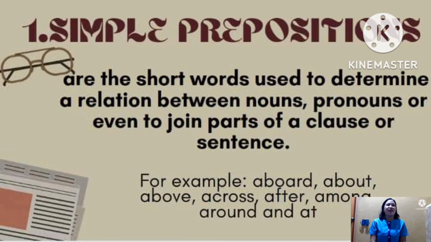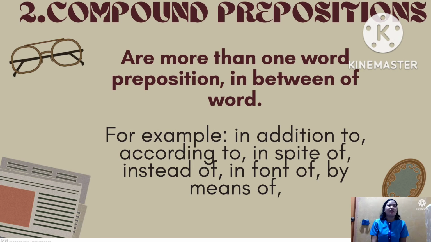And now, let me define first the simple preposition. Simple prepositions are short words used to determine a relationship between a noun, a pronoun, or even two joined parts of clauses or sentences. In short, it is a single-word preposition, or one preposition in the sentence. For example, the words about, above, across, after, among, around, at, and so on.